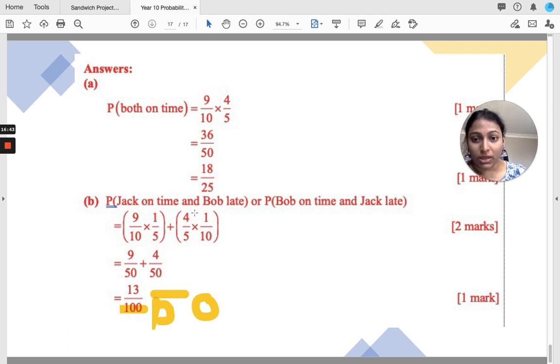Now, Jack being on time and Bob being late. Okay, so here, 'and' means, see that, immediately I'm putting a multiplication here. Being on time means 9 out of 10 days he is on time. And Bob being late means 1 out of 5 days he is late. So you pick those two fractions and you multiply them, plus Bob on time, which is 4 out of 5, and Jack being late. He's late 1 out of 10 days. So when you type all this in the calculator, you should have got 13 over 50. Typo error, I corrected it.